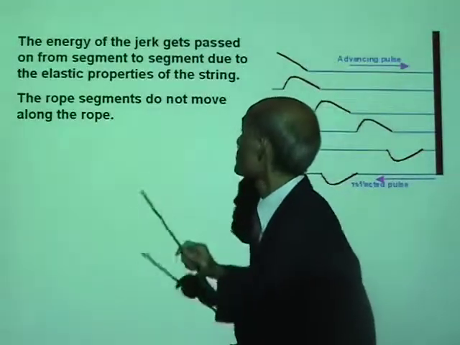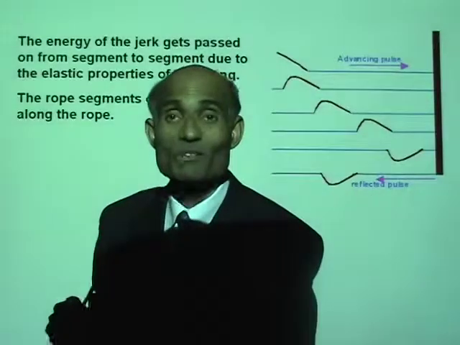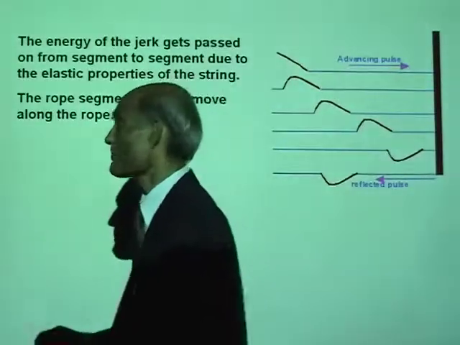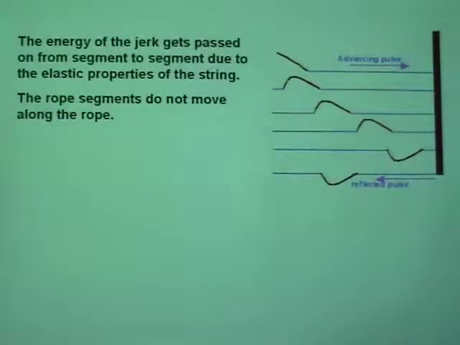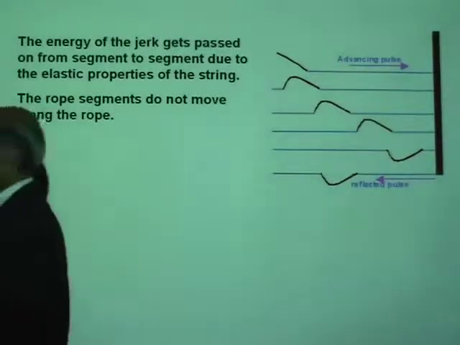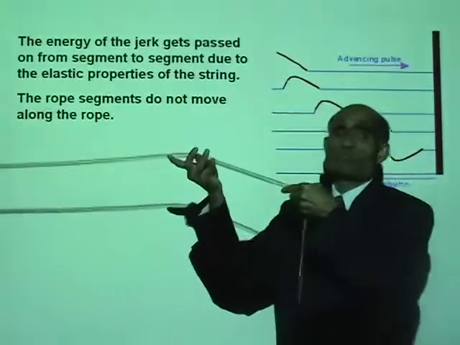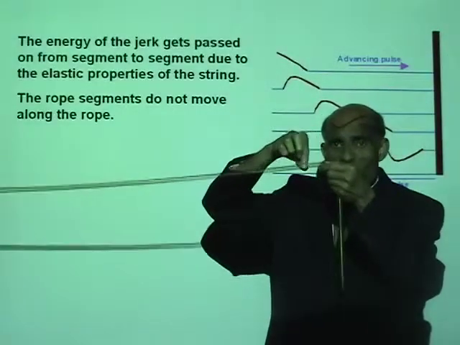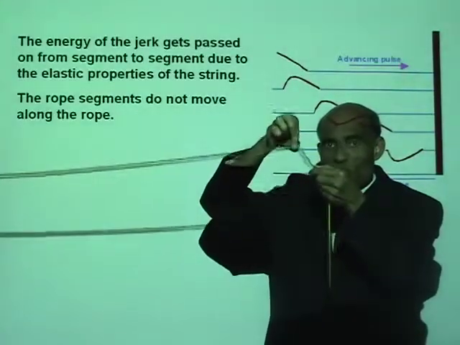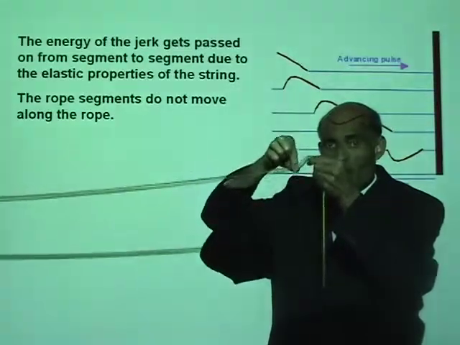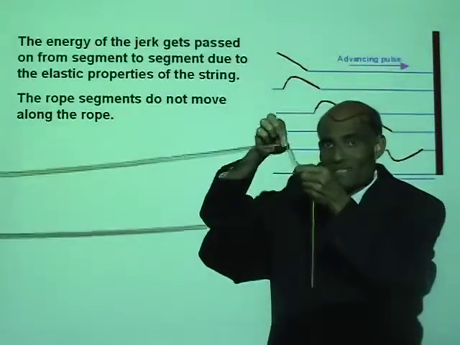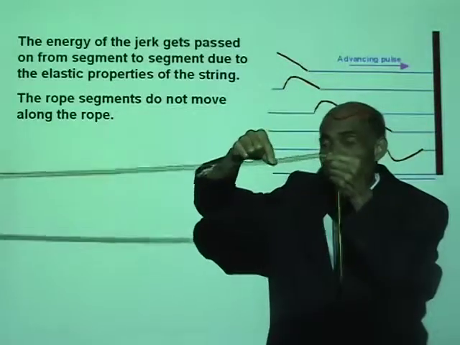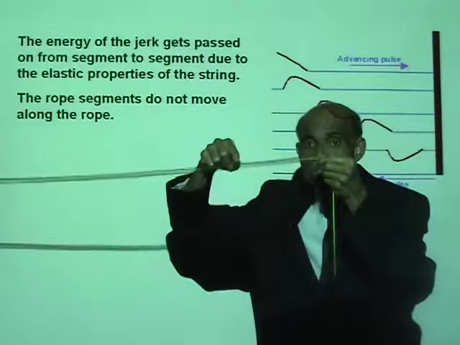So the rope segments do not really move along the rope. The segments of the rope do not move away from their place. If you look at that again, this is our rope or the spring. Now, if I pick one segment here, that segment simply moves up and down. See what's the motion of that? The segment simply moves up and down, and that motion is passed on from segment to segment.